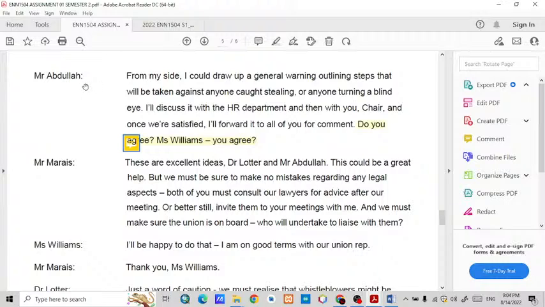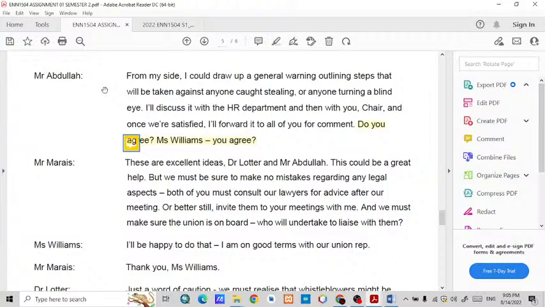So I'm going to try to read what Mr. Abdullah said, because most of these things are actually important and need to be included in your minutes. Mr. Abdullah stated: from my side, I could draw up a general warning outlining steps that will be taken against anyone caught stealing or anyone turning a blind eye. I'll discuss it with the HR department and then with you, Chair. And once we are satisfied, I'll forward it to all of you for comment.